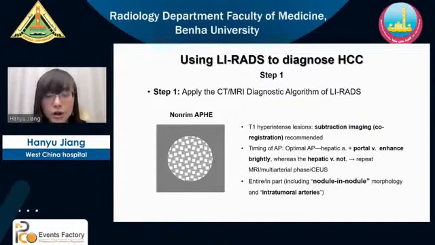If the nodule enhances in part, including nodule-in-nodule morphology or intratumoral arteries, or entirely, both of these categories can be assigned as non-rim FE.